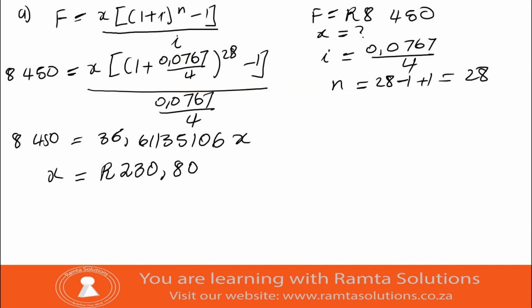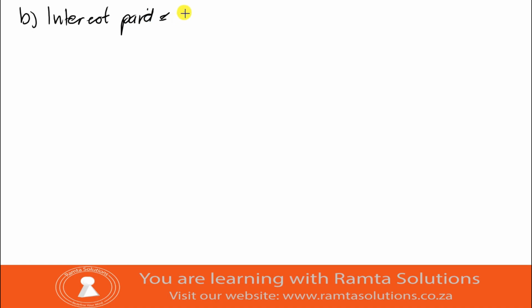Remember Tonya wants to get 8,450. However, she is depositing 213 rands and 80 cents. How many times? 28 times. Right? Now, what is the interest? So this will be the interest. So it's 8,450 minus 213.80 multiplied by 28. Is it 28? Yeah, it was 28. Yep, it was 28.